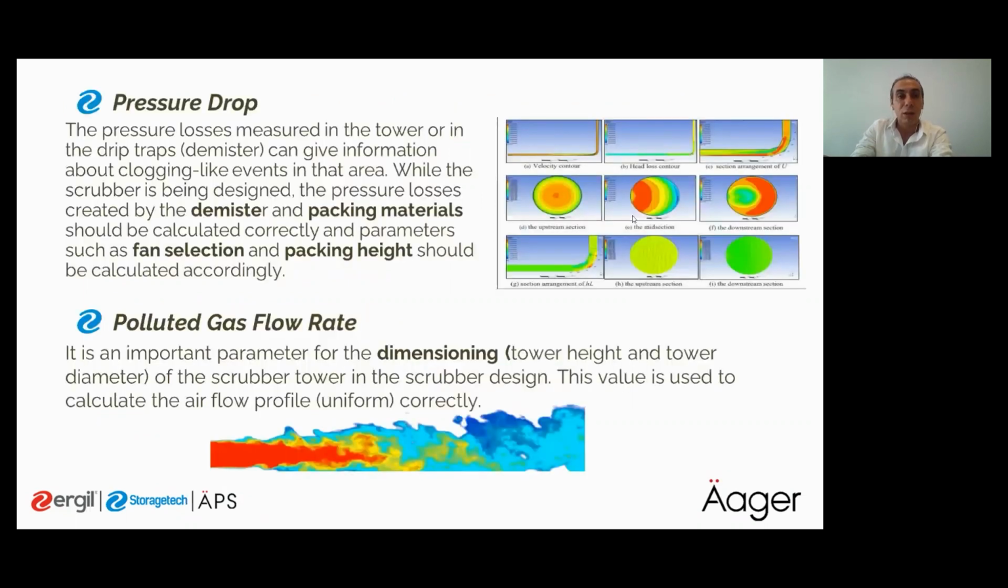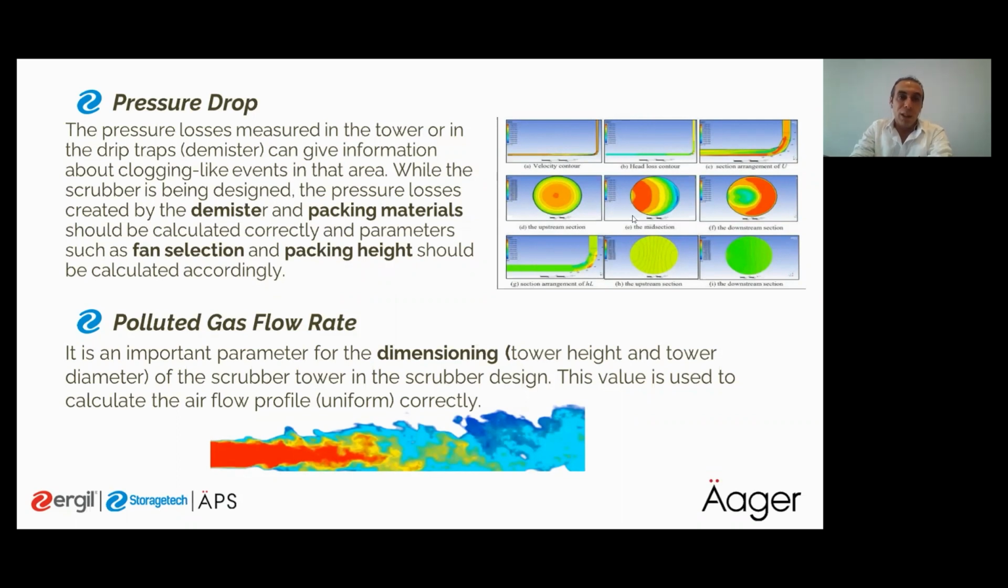While designing the scrubber, you have to calculate the pressure drop correctly, because the air flow should pass through the inside of the scrubber laminarly. If you cannot make this calculation correctly, it changes your fan selection, it changes your packing height, it changes the packing material, and this also affects the efficiency of the scrubber.